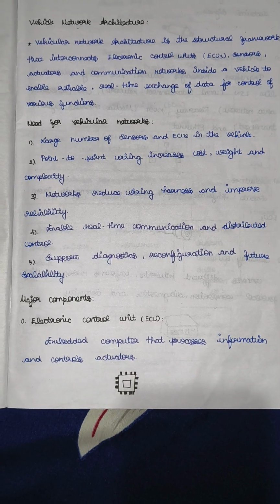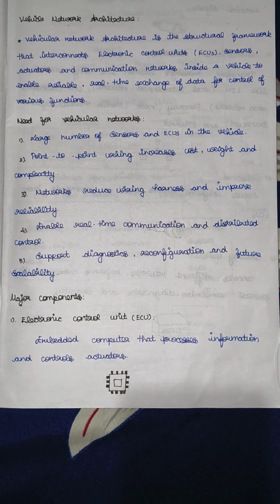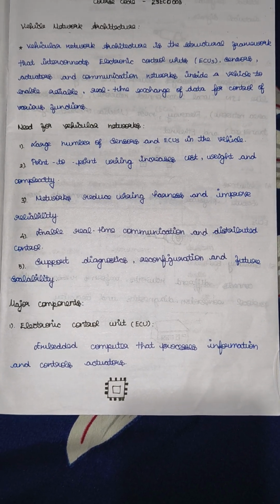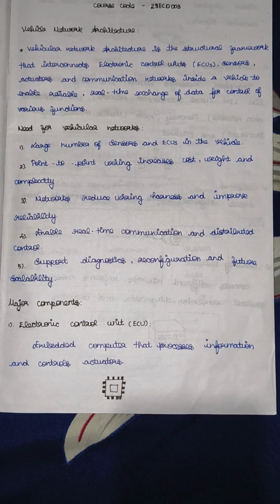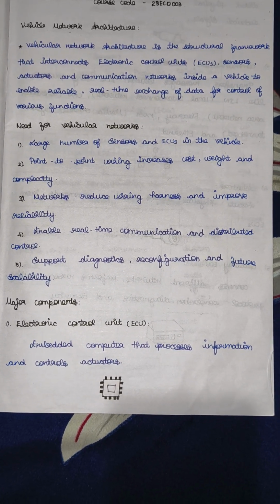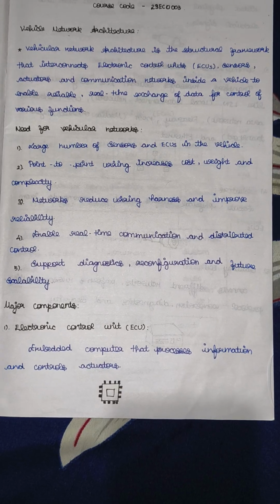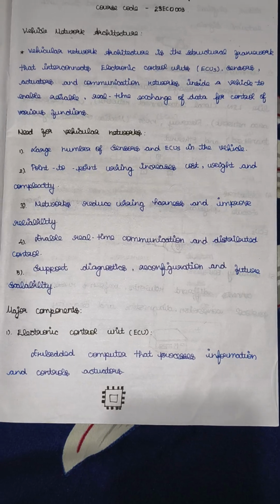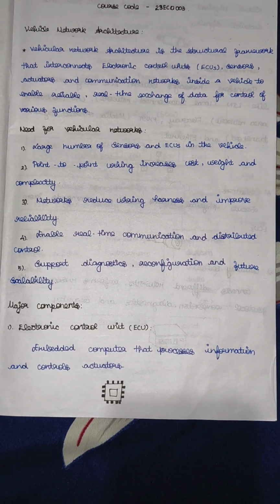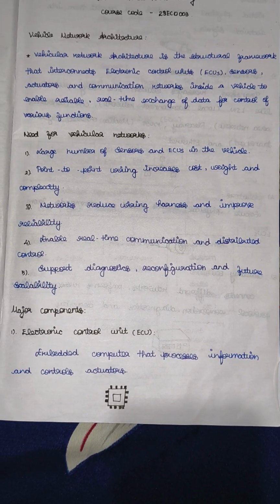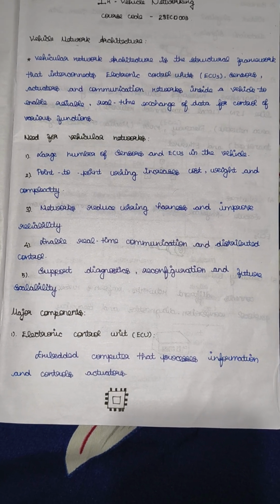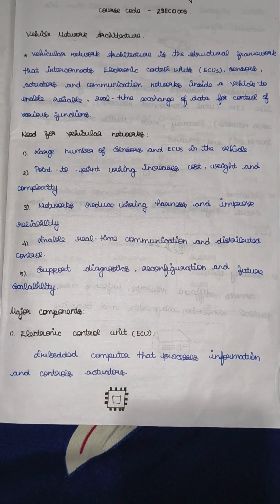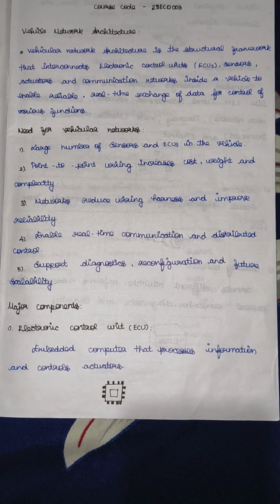So, what is vehicle network architecture? It is nothing but a structural framework that interconnects different electronic control units, also called ECUs, sensors, actuators, and communication networks inside a vehicle. Why do we use this? A modern vehicle contains a large number of electronic systems, for example engine control, braking, airbags, transmission, climate control, infotainment, and advanced driver assistance, called ADAS. All these systems need to exchange information with one another, so a communication network is required inside the vehicle.